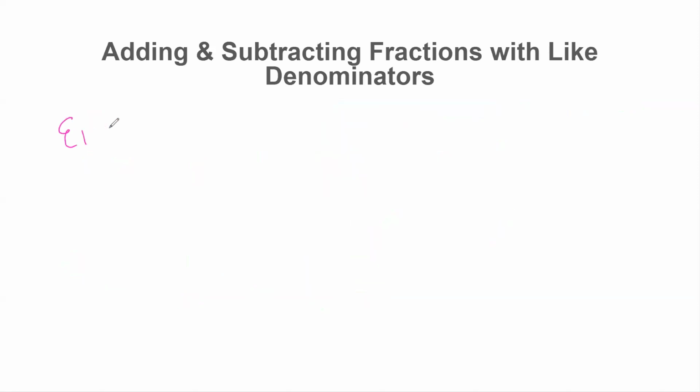So here's example 1 of subtracting. 5/7 minus 1/7. See, they already have a common or a like denominator. We're going to keep the denominator and subtract right across the top. So 5 minus 1 is 4. That does not reduce. It does not simplify. So we're just done.